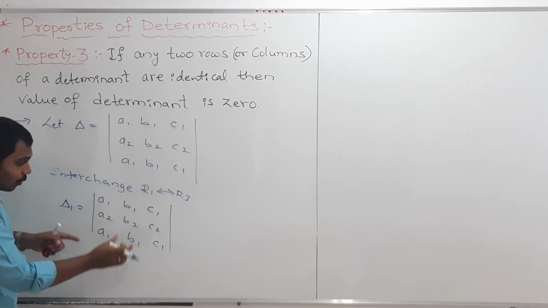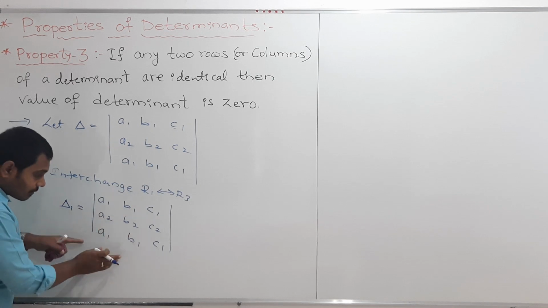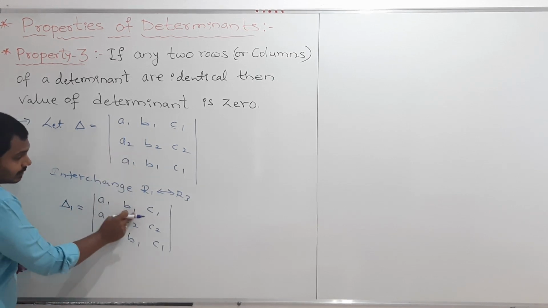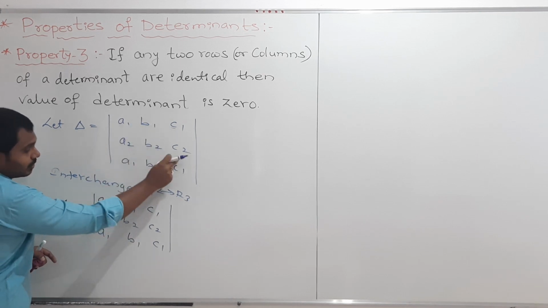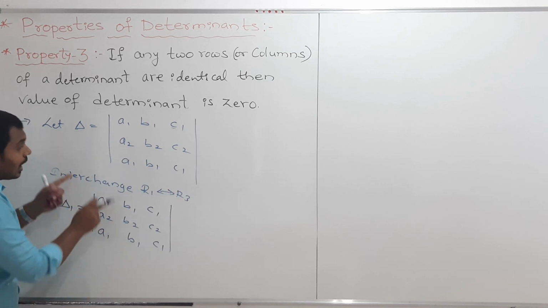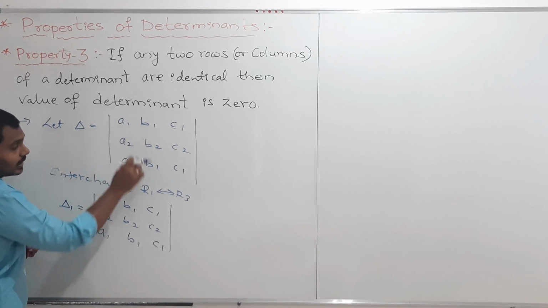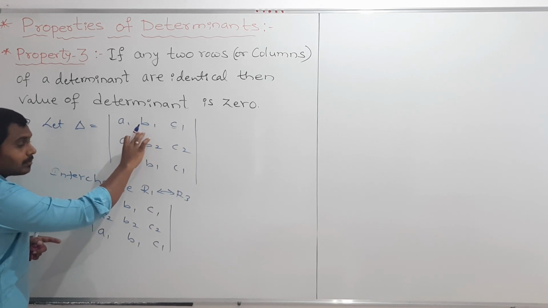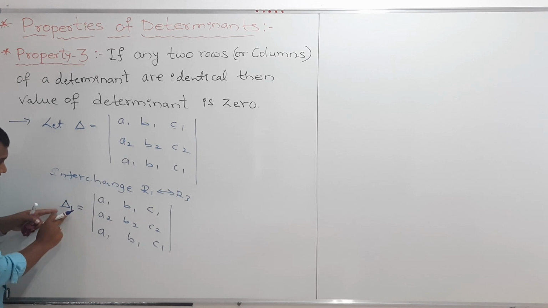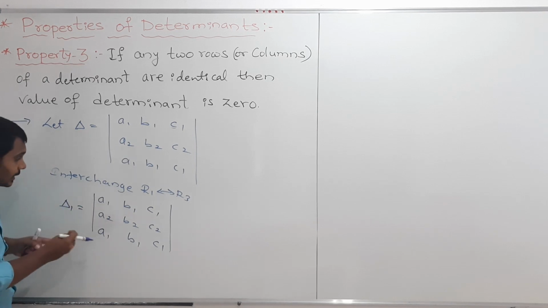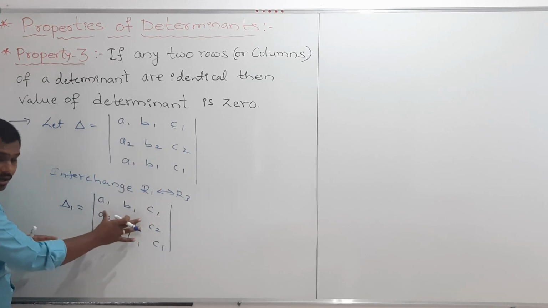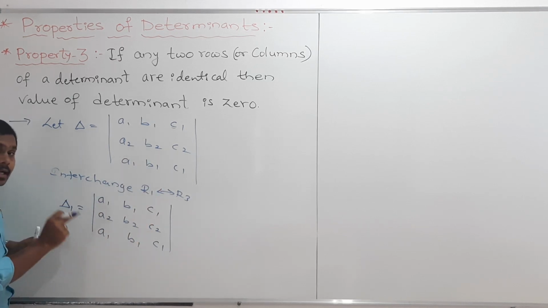After interchanging this, whatever I got, you can observe here, this and this are the same: A1, B1, C1, A2, B2, C2, A1, B1, C1. So after interchanging row 1 and row 3, in this determinant, again I got the determinant as it is. So this I named delta 1. Delta 1 is nothing but, after interchanging row 1 and row 3, whatever determinant I got, that I am taking as delta 1.